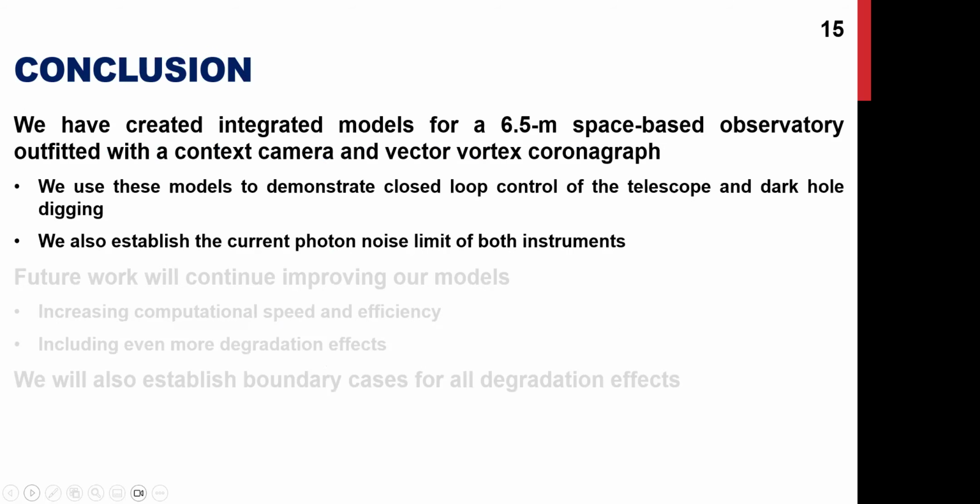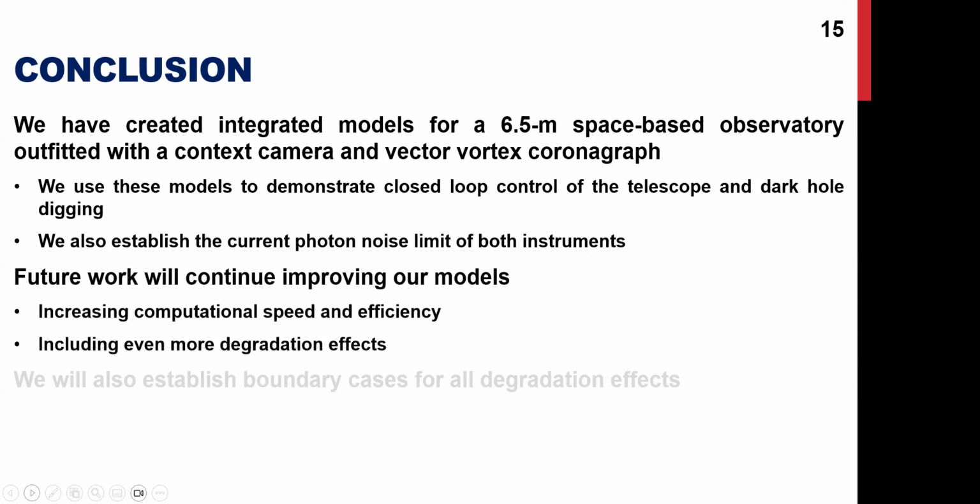So, in conclusion, we've created some integrated models for our big old 6.5 meter space-based observatory. It can simulate both a context camera and a vector vortex coronagraph. We've been using them to demonstrate closed-loop control of the telescope and for dark hole digging and maintenance. And for this specifically, we also established the photon noise limit of both instruments. In the future, we'll keep improving our models and establish boundary cases for degradation effects, and that's what I still work on. But yeah, that's basically it.